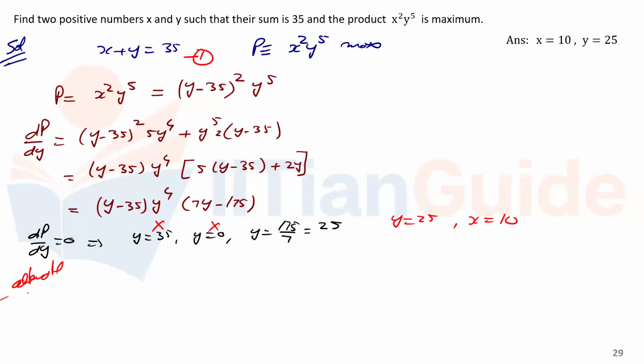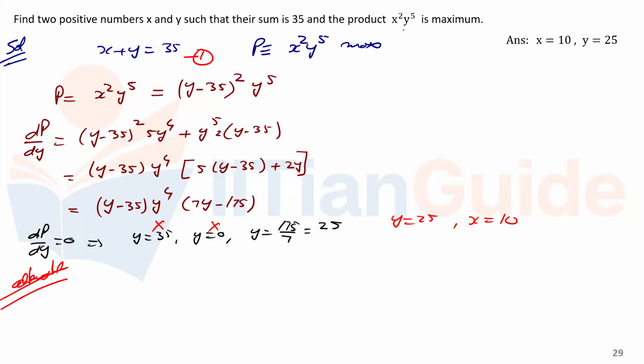Okay. Alternatively, I can do it with arithmetic and geometric mean also. Should I do it and tell you, or leave it? Tell me quickly, please reply. Sir, can you show it? Okay, arithmetic and geometric mean.